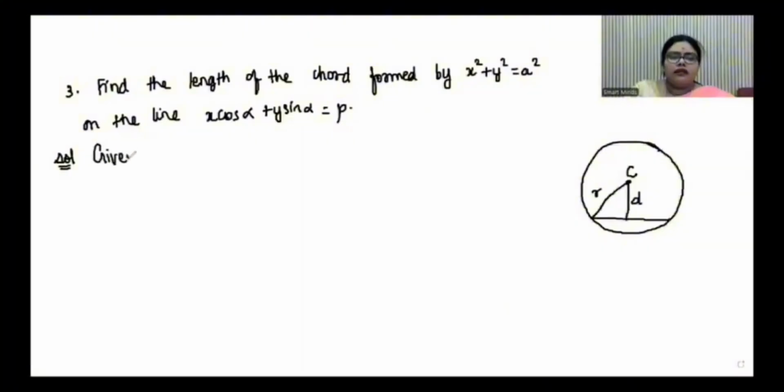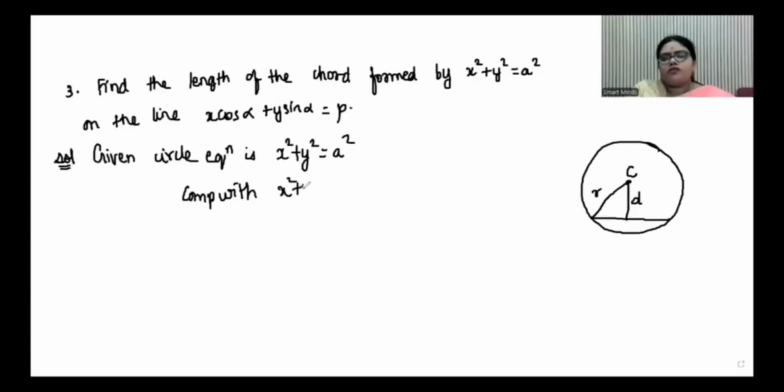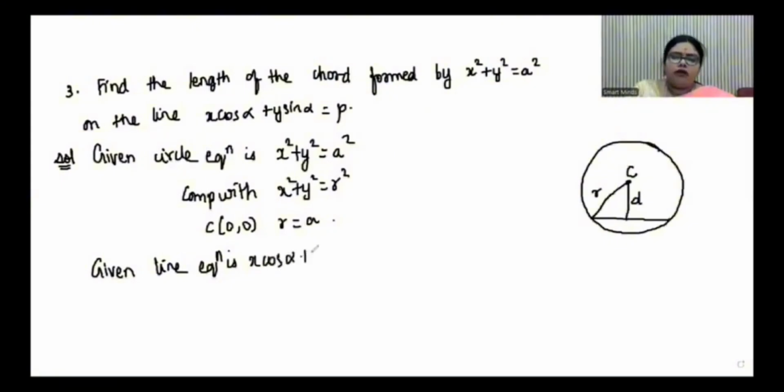So first let us write the given circle equation. Given circle equation is x square plus y square is equal to a square. So you can see the circle equation is in standard form. If we compare this with x square plus y square is equal to r square, you get center as (0, 0) and radius is equal to a. Directly you got the center and radius. Now what is the line equation given? Given line equation is x cos alpha plus y sin alpha is equal to p.